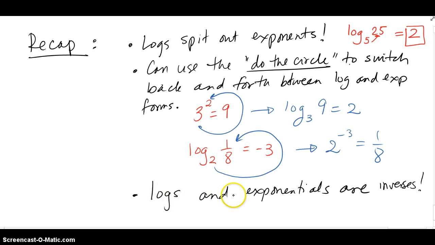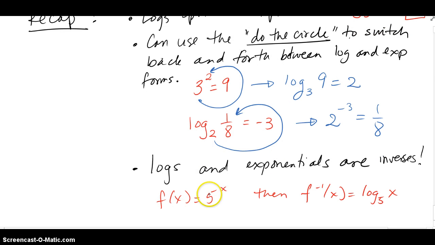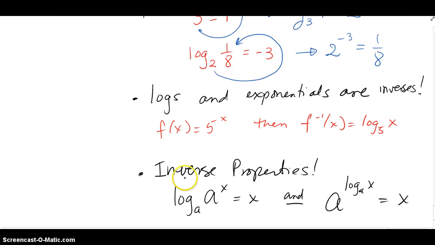Then we said logs and exponentials are inverses of each other. So that if my function is 5 to the x, its inverse will be log base 5 of x, or vice versa. I could start with this and have that be its inverse. Logs and exponentials are inverses of each other, therefore their graphs can be obtained by switching their x and y values. And last, we had the inverse properties, which pop out the x's.